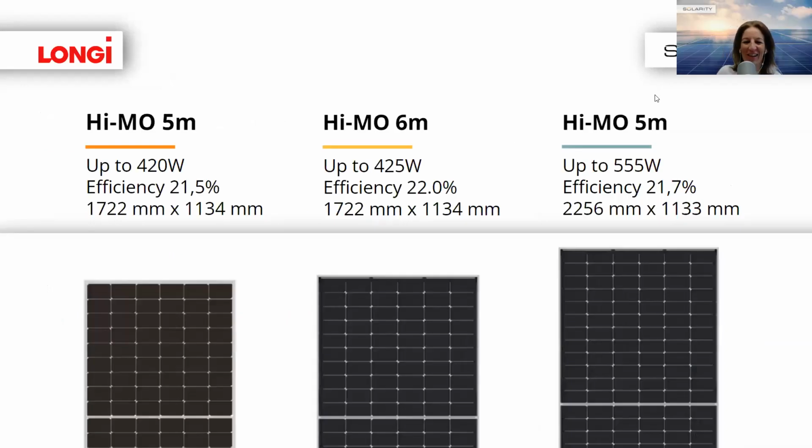Okay, so let's move to Longi. I like the word Longi, but I always hear when we have the meetings with this brand that it's Longi. So let's pronounce it the correct way. With this brand, we have to split it into two different production lines. One is HIMO 5 and the second is HIMO 6.